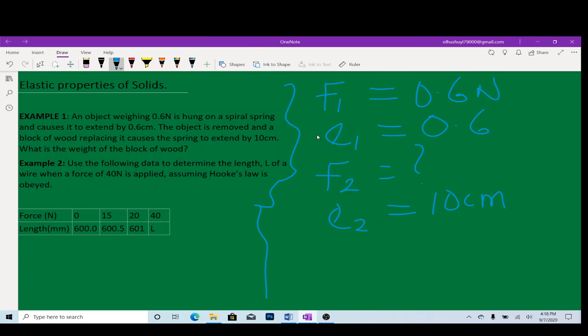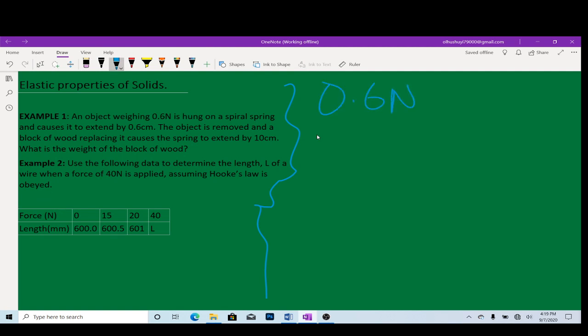So how do you think we can go about this question? It's just a simple proportion question, a direct proportion question. We can solve proportion questions by the cross multiplication approach. So I have 0.6 newtons producing 0.6 centimeters. Unknown, so I can say Z newtons will produce 10 centimeters.